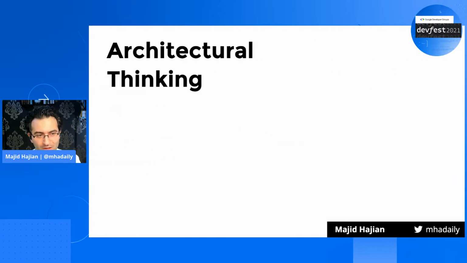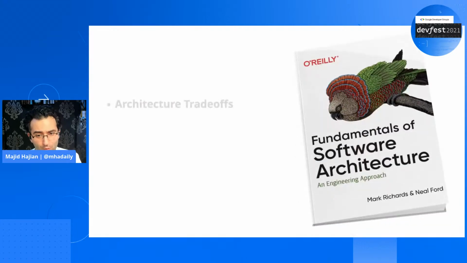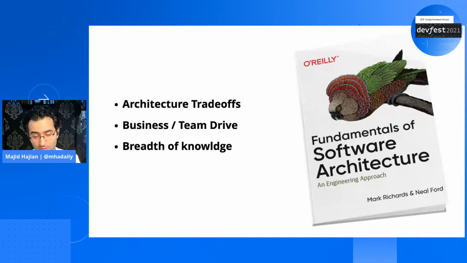All right, so architectural thinking. Most of the topics that I will cover come from this book, and also from my experience for sure. If you're not familiar with software architecture at all, I really recommend you go ahead and buy this book, Fundamentals of Software Architecture, and get yourself familiar with how software architects think and solve problems. So we're going to talk about what's in this book.